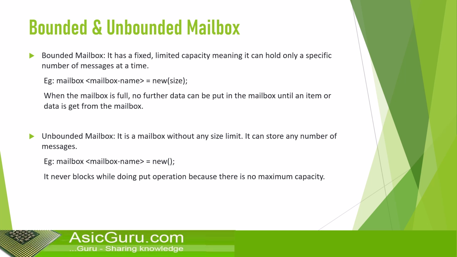Now let's understand bounded and unbounded mailboxes. A bounded mailbox has a fixed capacity. That means it can hold only a specific number of messages at a time. We create it by using the mailbox name, new and size. Here size defines the maximum number of messages it can hold. Once this mailbox is full, if you try to put more data into it, the process will be blocked and will wait until space becomes available.